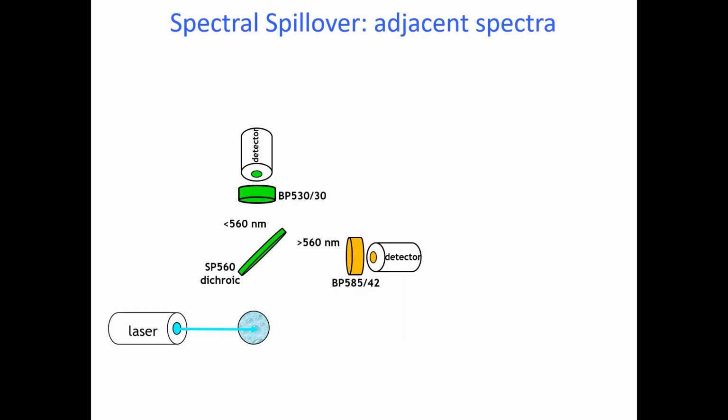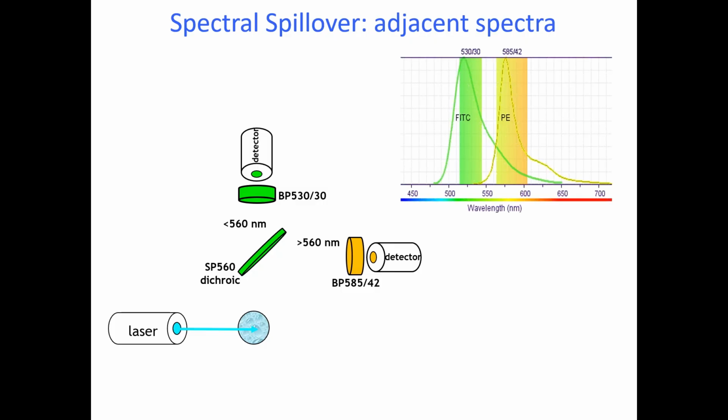Let's look first at spectral spillover due to adjacent emission spectra. Here are the emission spectra of FITC and PE. You can see that FITC's main emission peak is at around 520, and is captured by the detector with the 530/30 bandpass, which is the primary detector for FITC. You can also see that its emission spectrum overlaps with the PE emission spectrum, so that FITC has significant emission out in the orange wavelengths in the range we use to measure the PE fluorescence with a 585/42 bandpass in front of the PE primary detector.